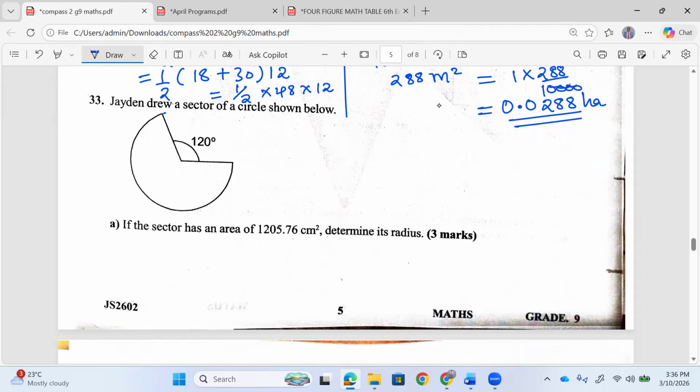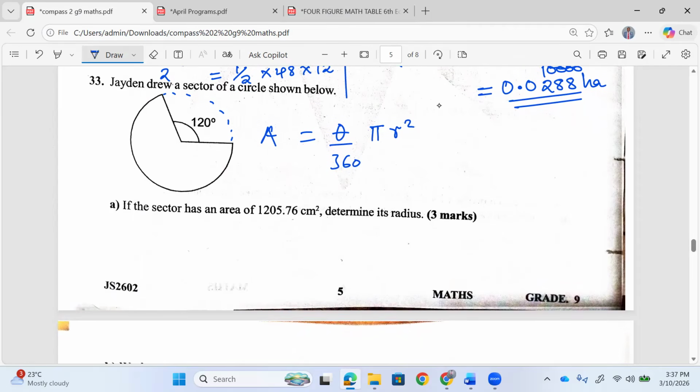We are not concerned with the smaller sector that was extracted here. That is a minor sector. We need the major sector, which is displayed here. Area in a sector is usually given by theta out of 360 pi r squared. So let's talk about area, which is already given, 1205.76 equals to the angle at the center.